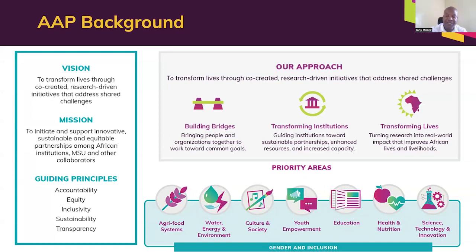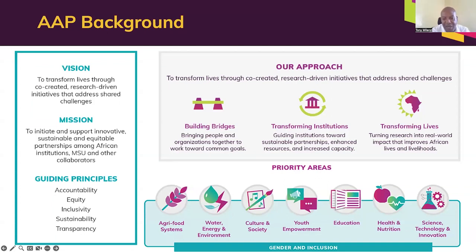The first one is building bridges, and by that we simply mean bringing organizations together to work towards common goals. And this we're talking about universities, research institutes, governments, private sector, and what have you. The other pillar is transforming institutions. So we work with institutions to enhance or strengthen their capacity to enter into these equitable and sustainable partnerships. The other pillar is transforming lives. And by this, we simply mean we want to be practical. We want to do research that will translate into impacts, into changes, into lives on the African continent and also beyond.